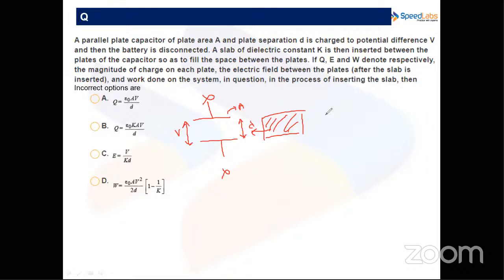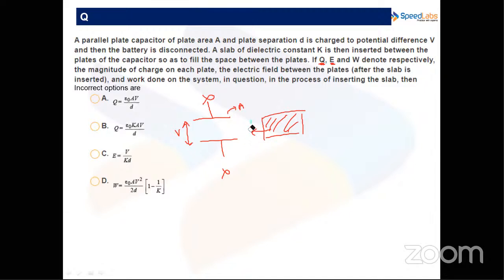If Q, E and W denote respectively the magnitude of charge, the magnitude of electric field between the plates, and the work done on this system after the slab is inserted. So basically Q is the charge after, and E is the electric field after. Okay, not the initial one. And W is the work done on this system in the process of inserting the slab. Then we have to find the incorrect options. So let us start and see how to do it.